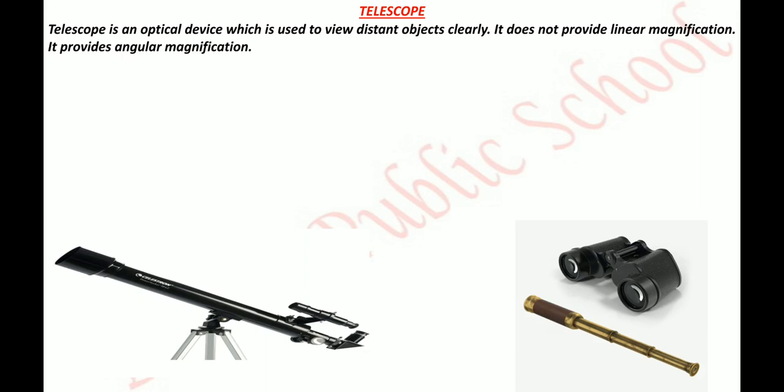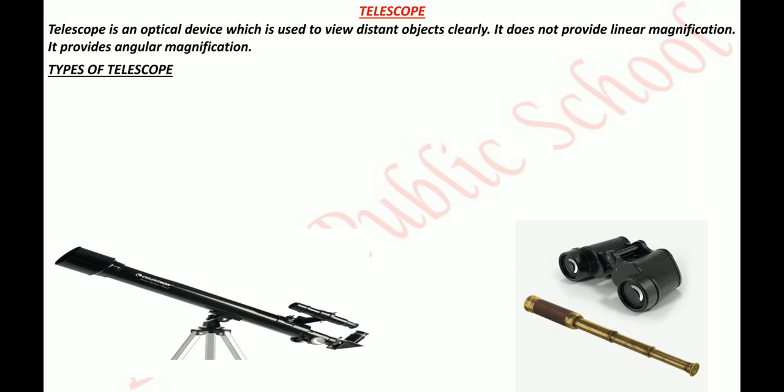While using the telescope, what happens? The angle subtended by the image formed by the telescope is greater than the angle subtended by the object. So basically, a telescope provides angular magnification, not linear magnification. The size of the image will be very much less than the size of the object. But since the image is closer to us, it will appear bigger.